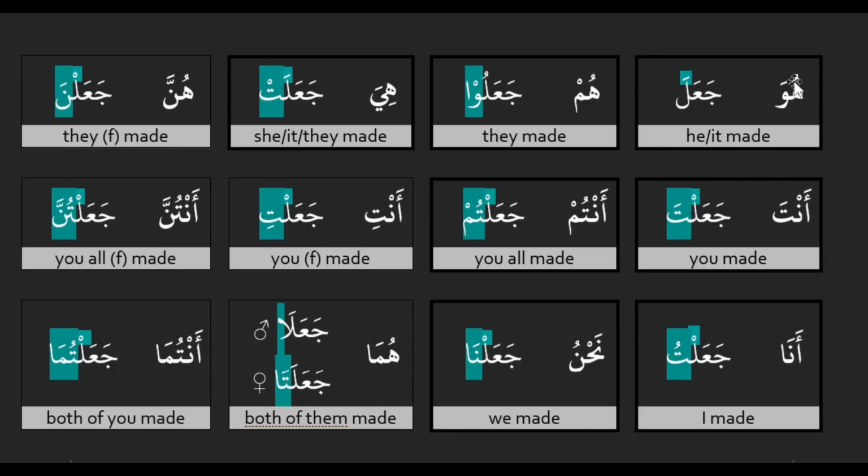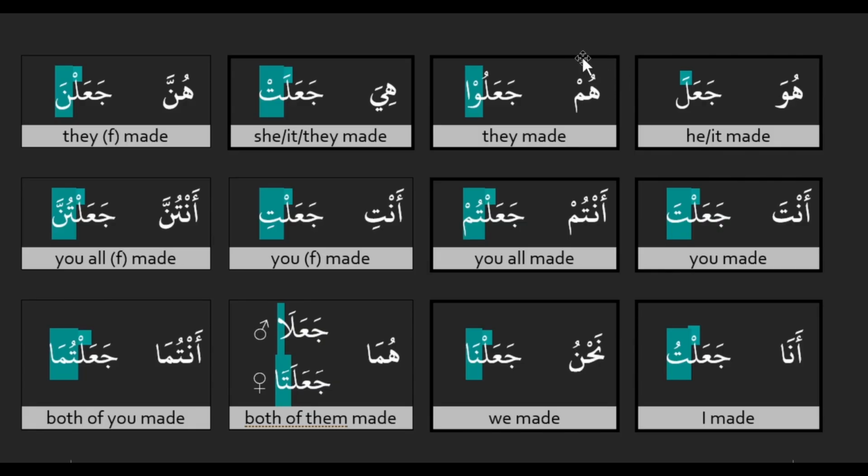So if I were to look at the hua form, which is he, what's the ending indicator there? It's highlighted. Just the fatha. So if you see a past tense action ending in a fatha, you know that the doer is he or it, he/it made. Let's look at the one next to it. The hua form looks like the base form, because earlier we said that ja'ala is our base, and then we added things to it. So the hua form is the same as the base form.